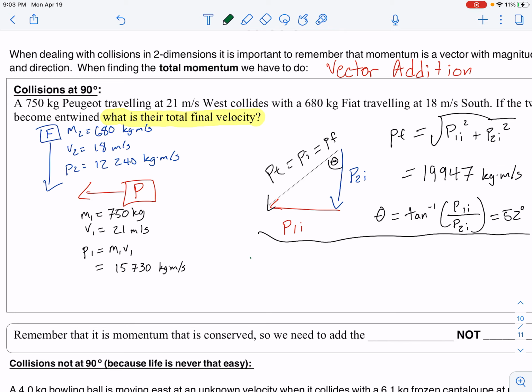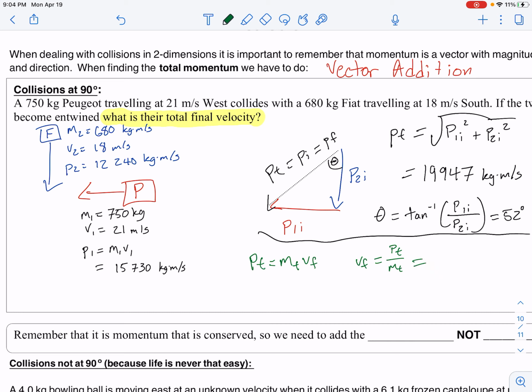Because we found our total momentum, it's just under 20,000 kilograms meters per second. Now, our total momentum is going to be given, considering that the two cars are now entwined as one. So our mass is going to be the total mass of the two cars times the final velocity, because they're moving with the same velocity since they're intertwined. Since we're solving for final velocity, we can isolate that. So we get final velocity equals total momentum divided by total mass.